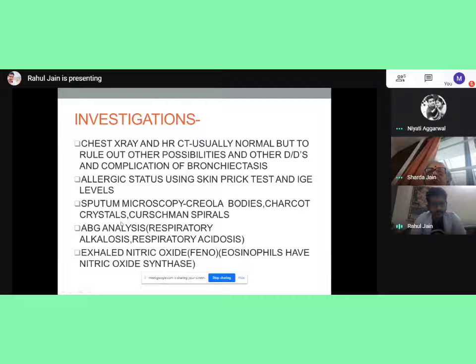So if the patient has come with acute breathlessness and I'm suspecting asthma, I need to grade the severity of asthma. I will go for ABG analysis. And then there is this interesting test which is coming up, a new update: the exhaled nitric oxide test, called FeNO.